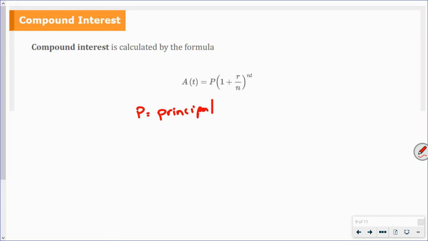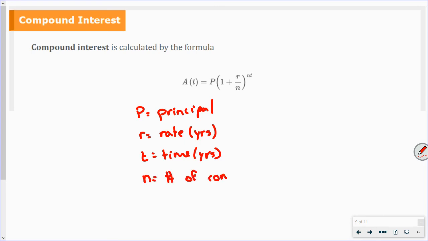And the principal is the starting amount of the account. So you have $1,000 to start with, to put in an account. R is your rate, your interest rate per year. T is time in years. N is the number of compounds per year. And we'll talk about that on the next slide.